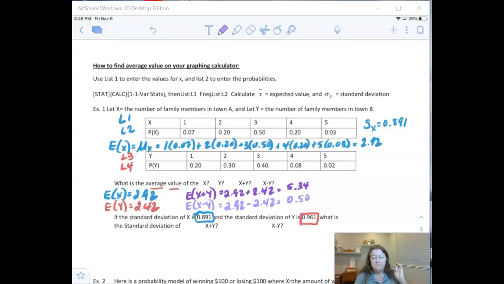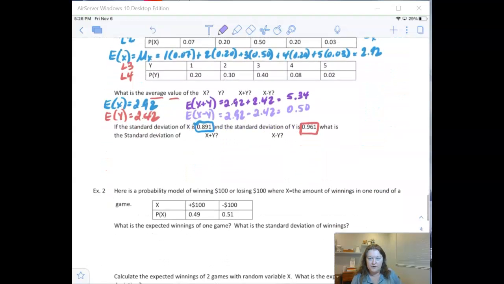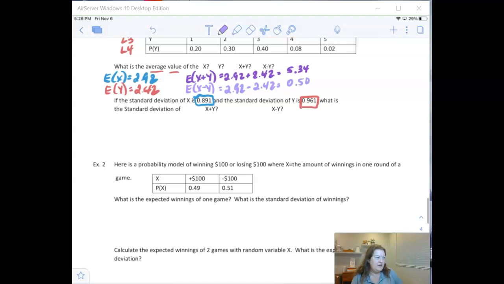So remember we said means are easy, you just do whatever the math is. It's the standard deviations that are harder. Okay, so standard deviation of X and Y. So we're going to go to variance first. All right, so variance of X is going to be 0.891 squared. And variance of Y is going to be 0.961 squared. So anytime we want to do any math to these, we're always going to go back to variance first, right?